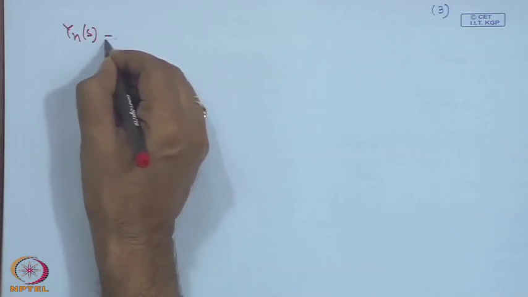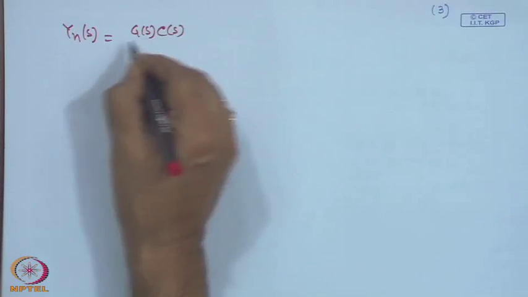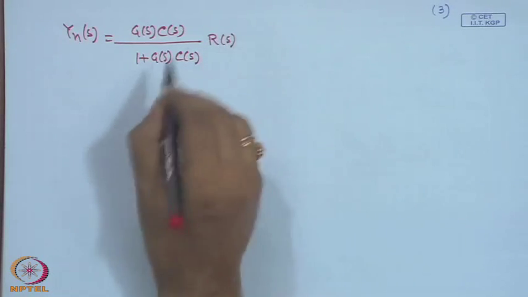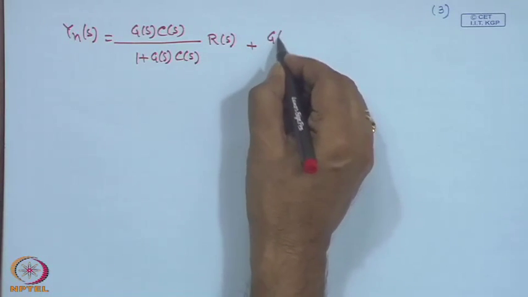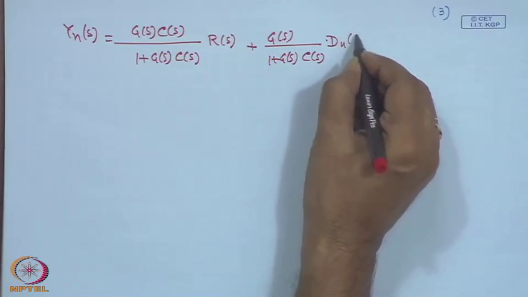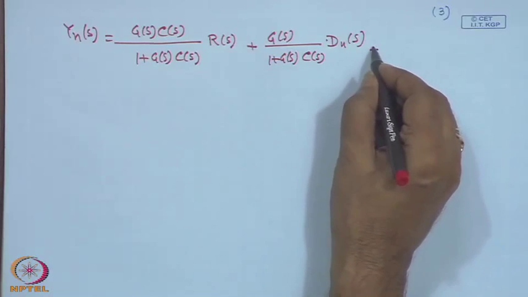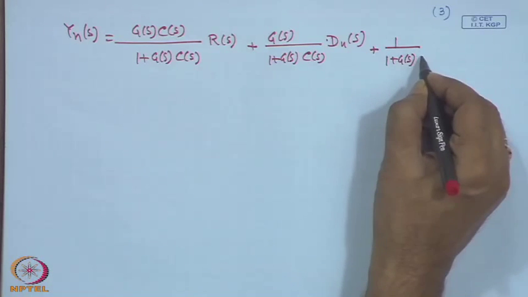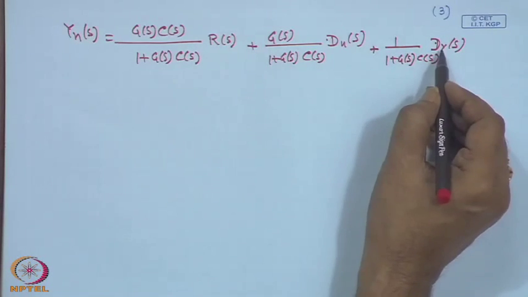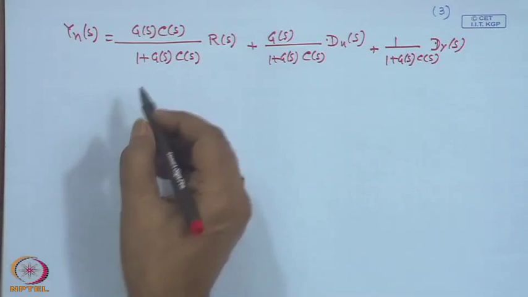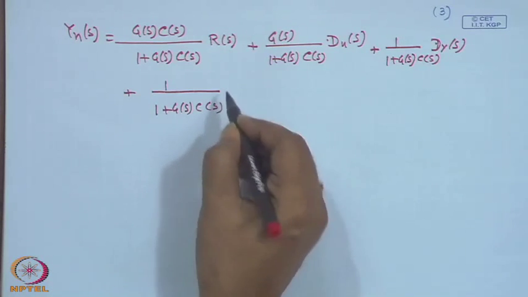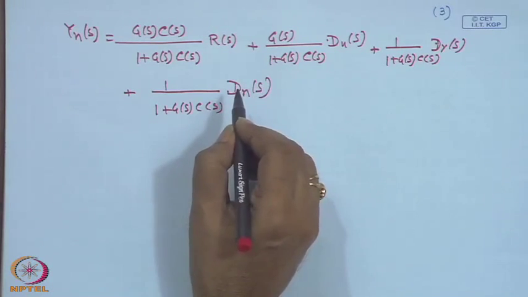Y_N(s) is equal to G(s)C(s) divided by 1 plus G(s)C(s) into R(s). This is due to the reference input. Then another term you will get, G(s) over 1 plus G(s)C(s) into D_U(s). That is due to the input disturbance. Then another term, 1 by 1 plus G(s)C(s) D_Y(s). This is due to the output disturbance. Then you have a term with 1 plus G(s)C(s) into D_N. This is due to the measurement noise input.